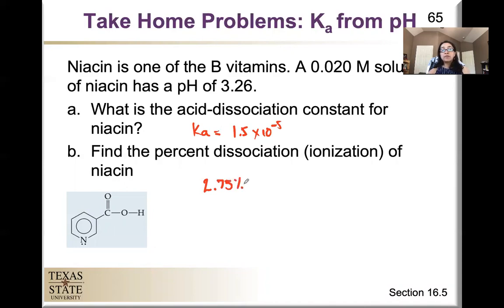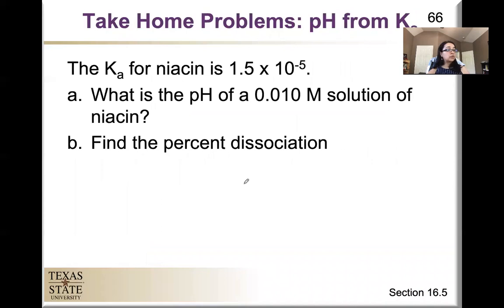All right. The next problem you will also do yourselves. And the answer for part A ended up being a pH of 3.41. And the percent dissociation ended up being 3.9%.